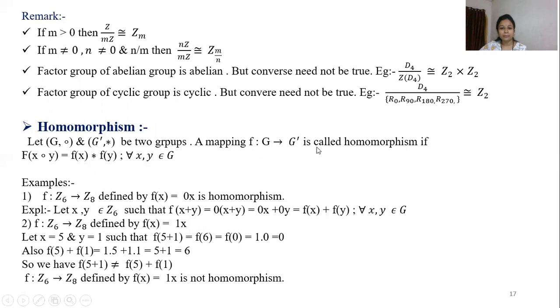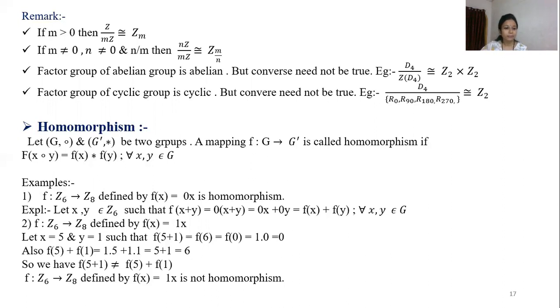A mapping f from G to G dash is called a homomorphism if f of x dot y is equal to f of x star f of y for all x, y belonging to G. It means if we take any two elements in the domain, f is from G to G dash, and operate, we obtain the resultant f of x star f of y. Star is the operation on G dash. Simply we can say that a homomorphism is a structure preserving function. It preserves the structure.